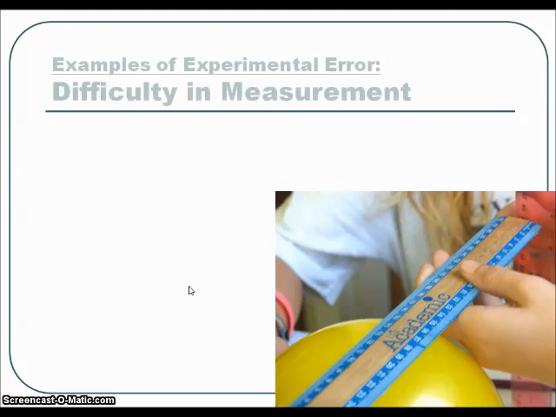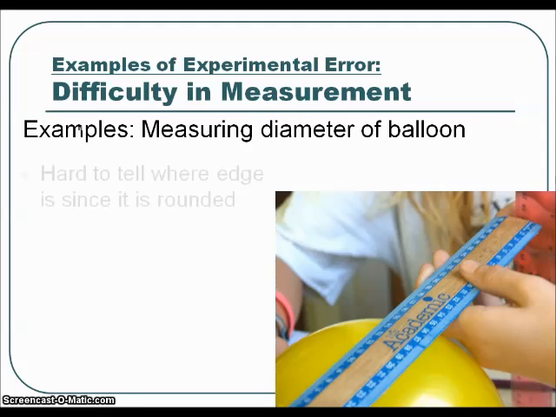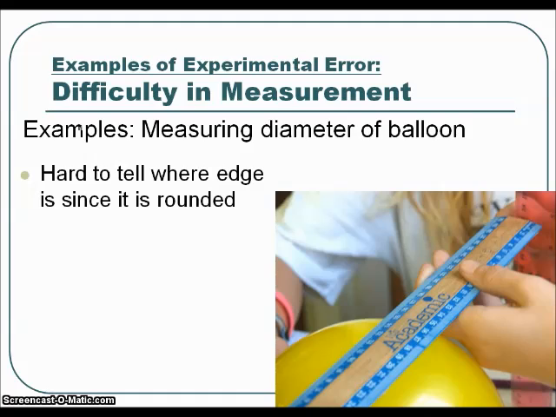Here's another example of a difficult measurement. Let's say we wanted to measure the diameter of a balloon. So we take a ruler and we line that ruler up and we kind of eyeball where the edge is. Well, that's a difficult measurement to make because that balloon is not flat. Rulers are designed to measure objects that are flat.